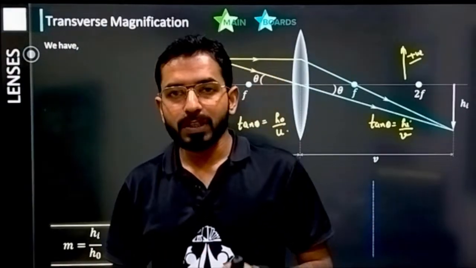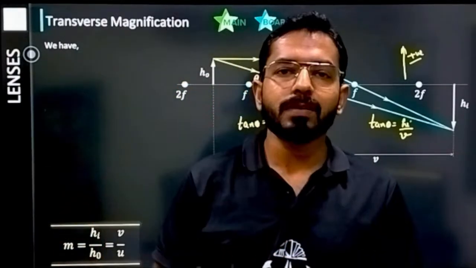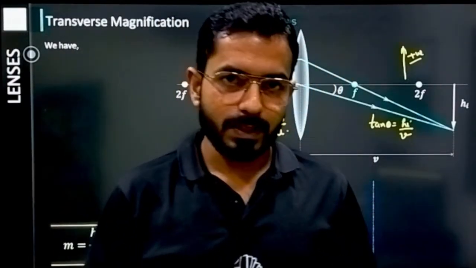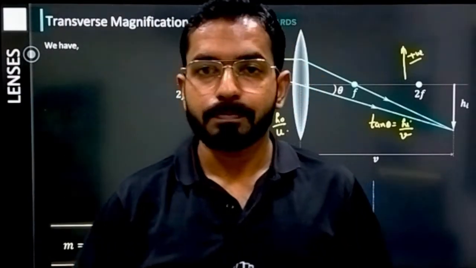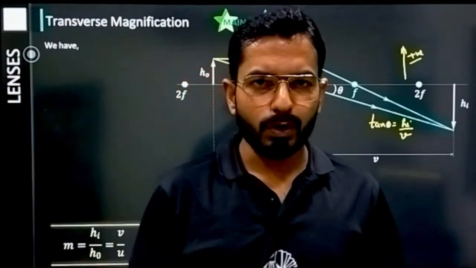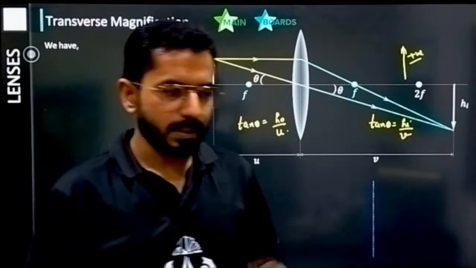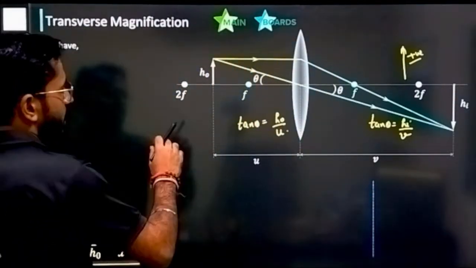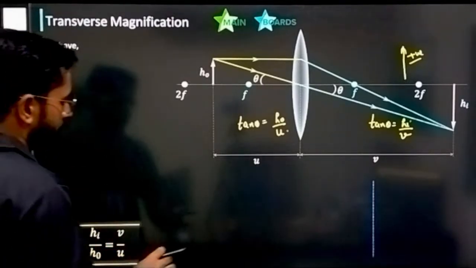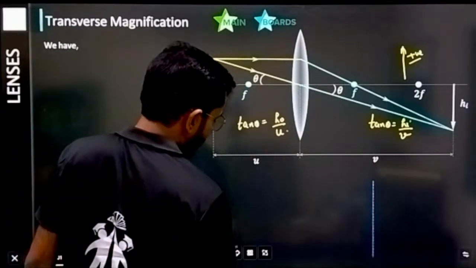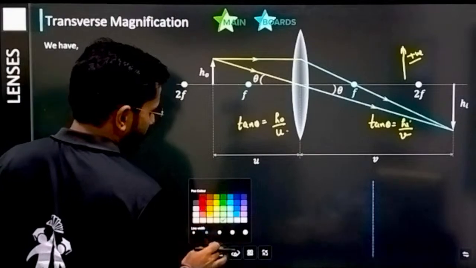Now what is transverse? When you keep the object perpendicular to the principal axis, it is called transverse. If you keep the object parallel to the principal axis, it is called longitudinal. We are going to understand both cases. Let's understand transverse first. What is the formula and how can we derive it? Here is a ray diagram, and let's see from this ray diagram how we can get our formula.